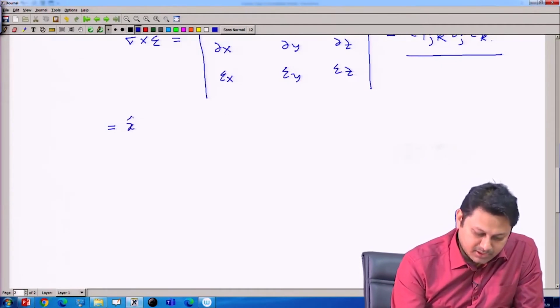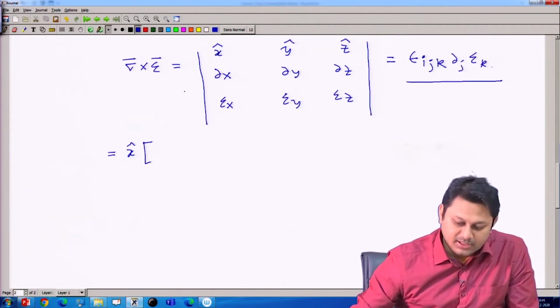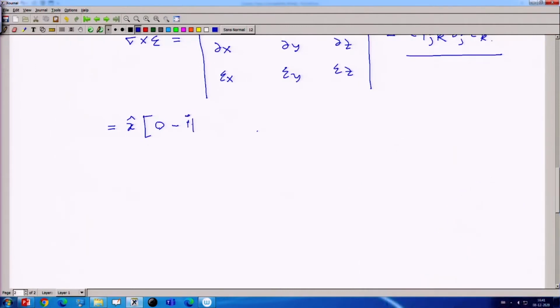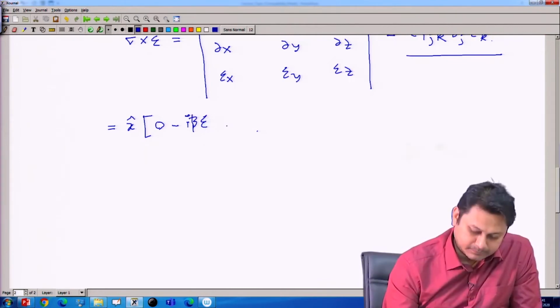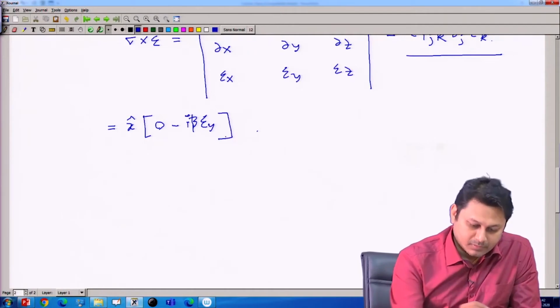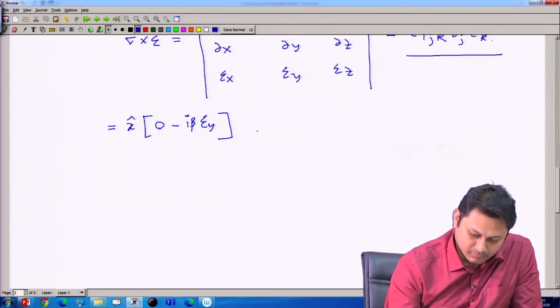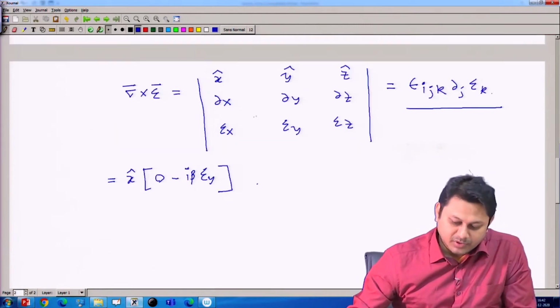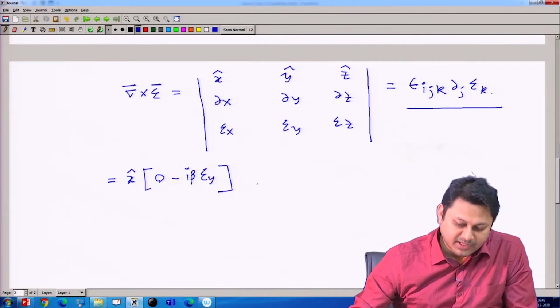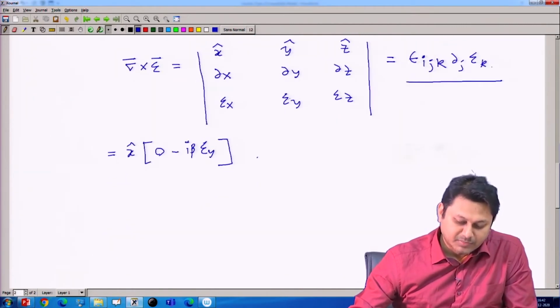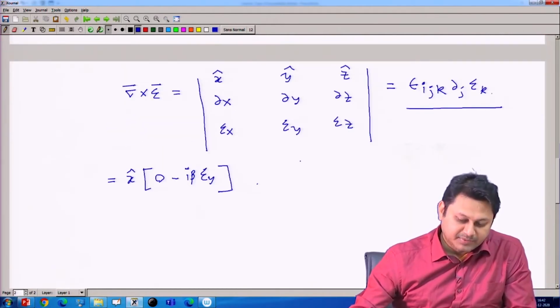So, it should be x, then the E z component does not contain any y, so it should be simply 0, then minus i beta E y. Let me write the beta in a nicer way. This is the second component, because when I differentiate with respect to z, the i beta will come out, since beta is associated with z. After making this derivative, these things will come out with a negative sign.